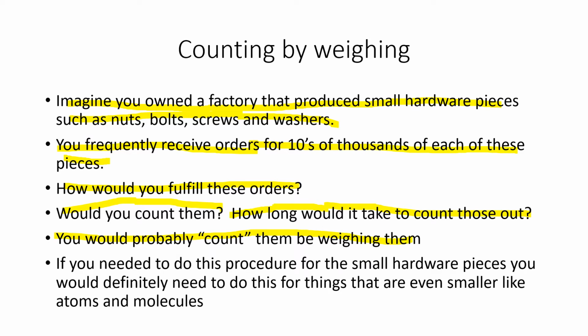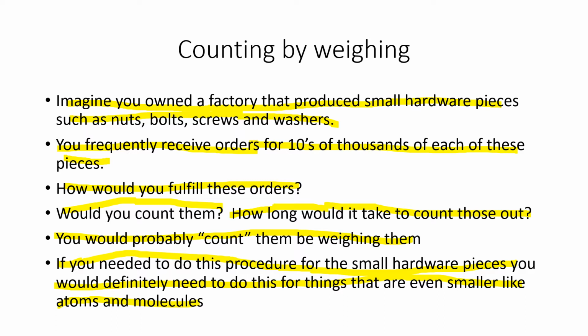So instead, knowing that they might not all be identical, you may choose 100 random ones. Most of them are going to be identical, but you're going to get the occasional smaller, lighter one, and the occasional heavier one, and you're going to get a better representation. If you need to do this procedure for small hardware pieces, you would definitely need to do this for smaller things like atoms and molecules. Those are so much smaller that you're never going to count out those huge numbers of items.